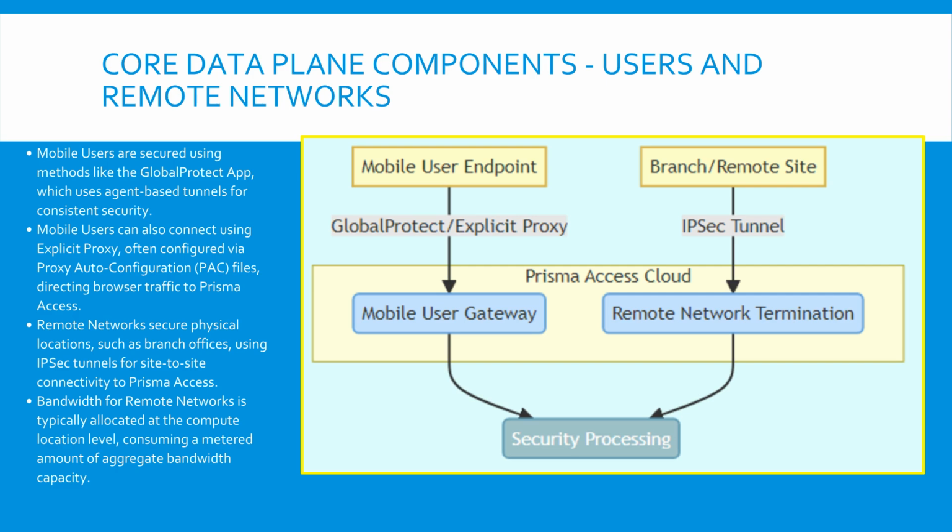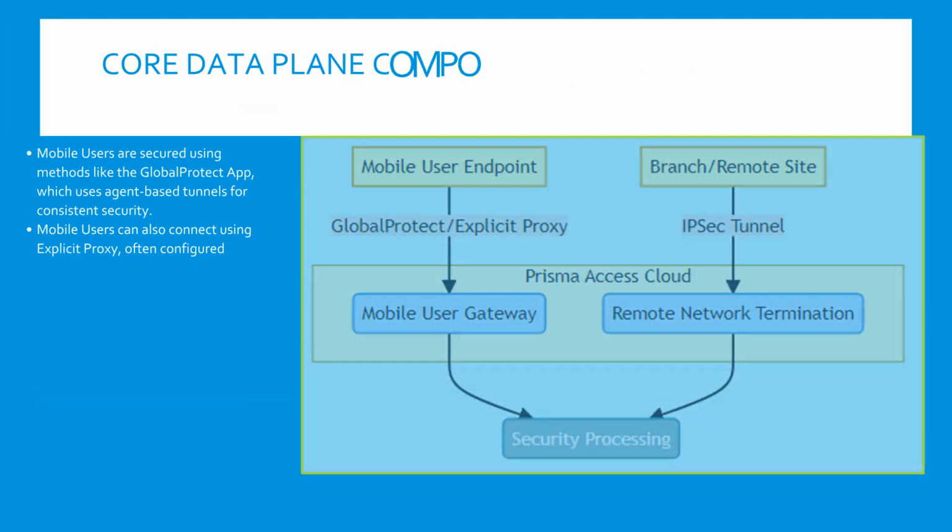This unified processing is critical because it means that all types of users and sites receive the same level of protection delivered consistently from the cloud infrastructure. This ensures that the organization maintains a strong and consistent security posture everywhere.